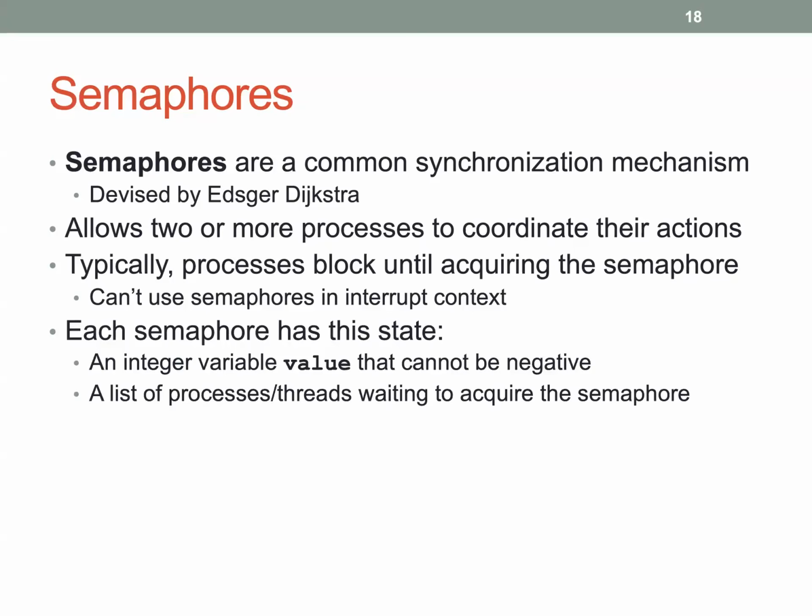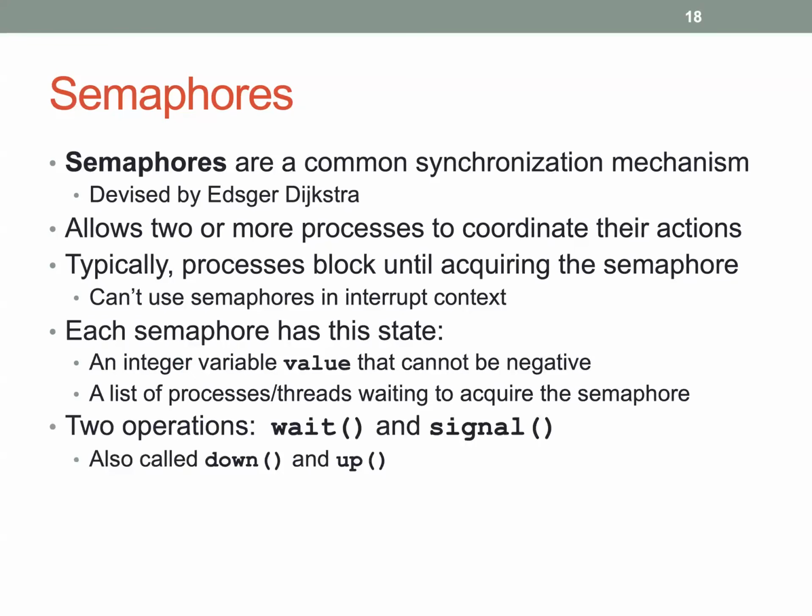So semaphores have a simple state value. It's an integer, and it's defined in a number of ways, but we're going to keep a really simple definition where we say the value of the semaphore can't be negative. So it can be 0 or it can be non-zero, but it cannot ever go negative. And then you also have a queue of waiting processes or waiting threads on the semaphore. You have these two operations, wait and signal, which are oftentimes also called down and up.